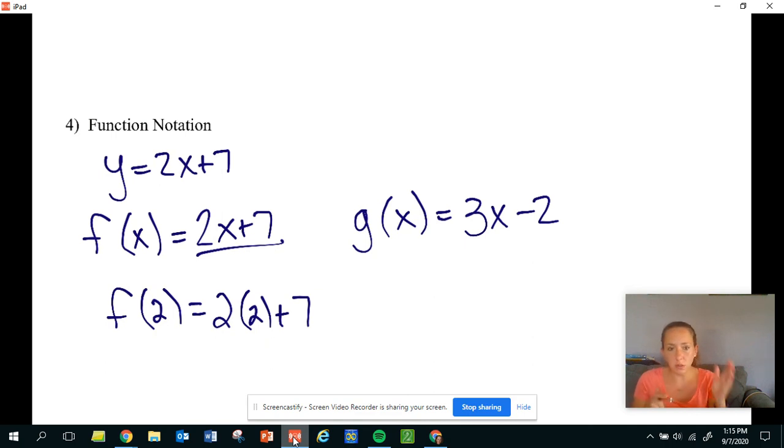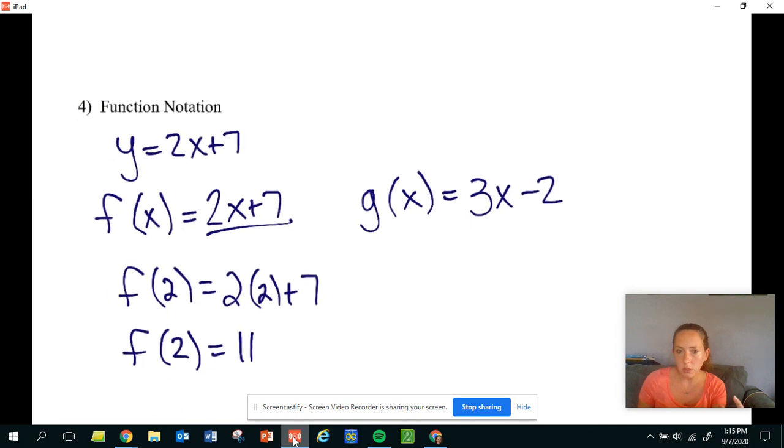And then if I just, 2 times 2 is 4, plus 7 is 11. That tells me that f of 2 equals 11. This is why function notation is nice, because now I know what my input was. My input was 2 and my output was 11. If I just have y equals 11, then you don't see the 2 right next to each other.